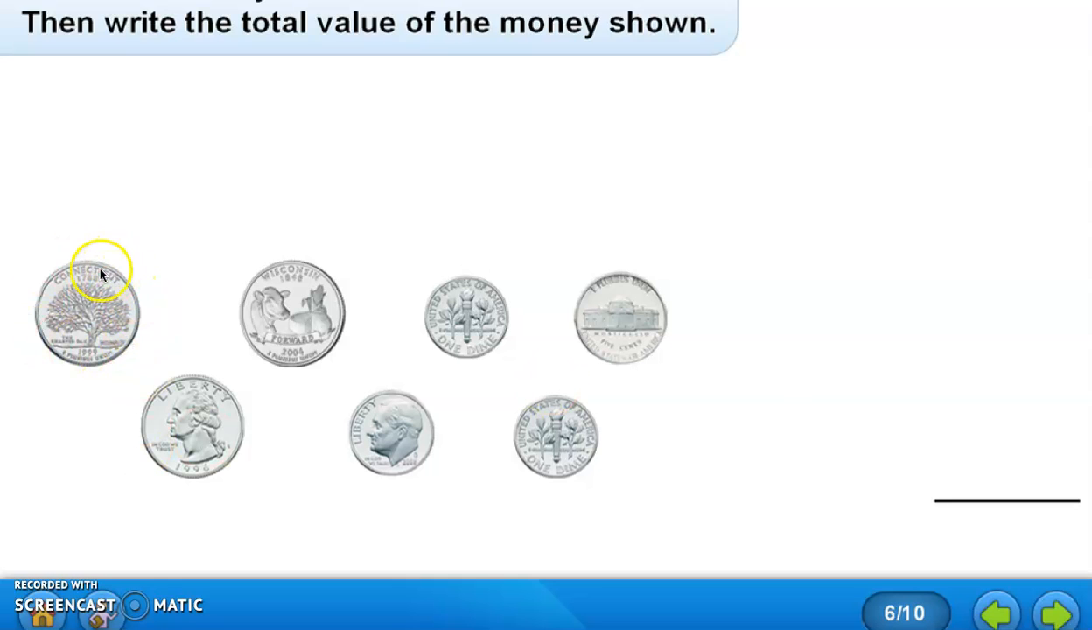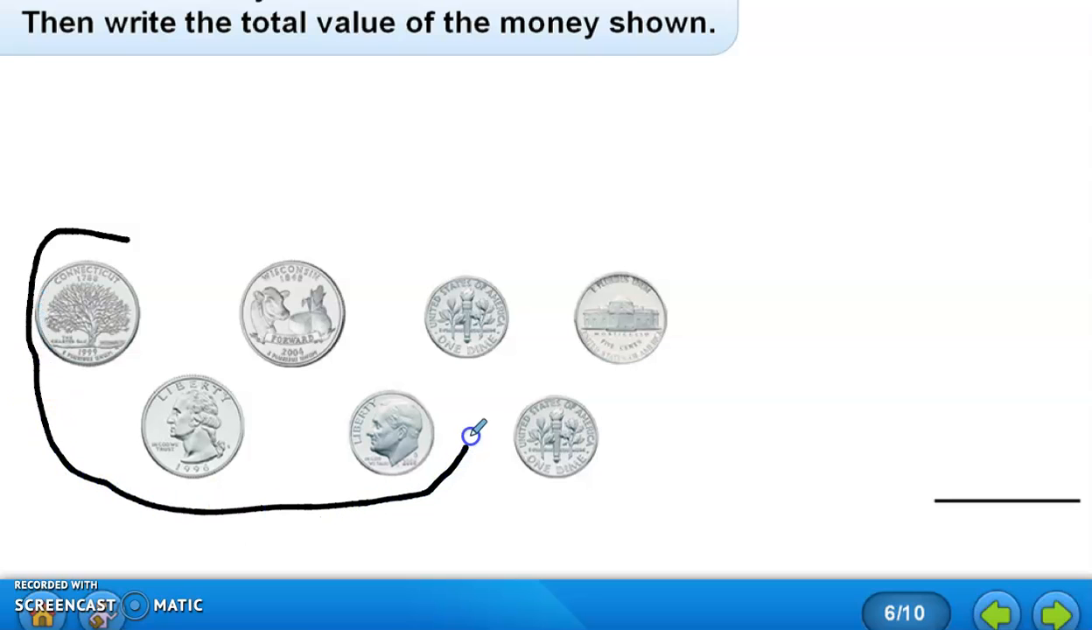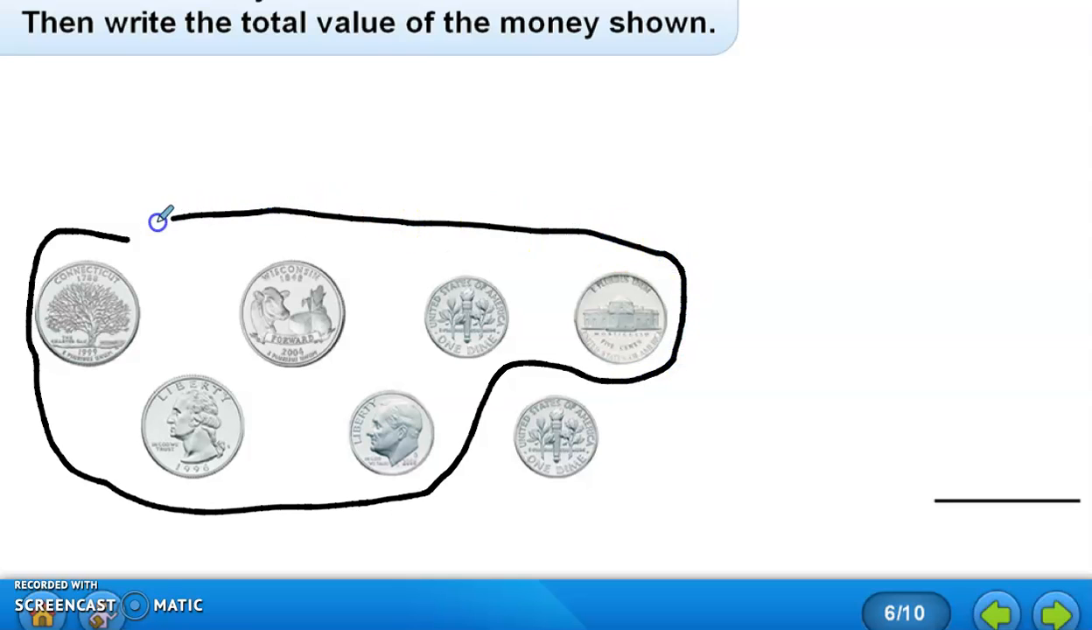So we have 25, 50, 75, 85, 95, and I only need 5 more cents to make $1, so I'm going to use that nickel. I know there's another dime there, but I'm going to use the nickel. So I am going to circle the quarters that I used, the 2 dimes that I used, and the nickel. Those equal $1.